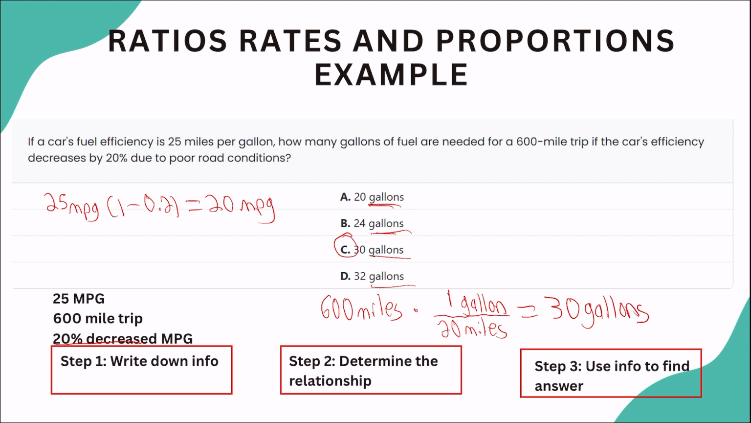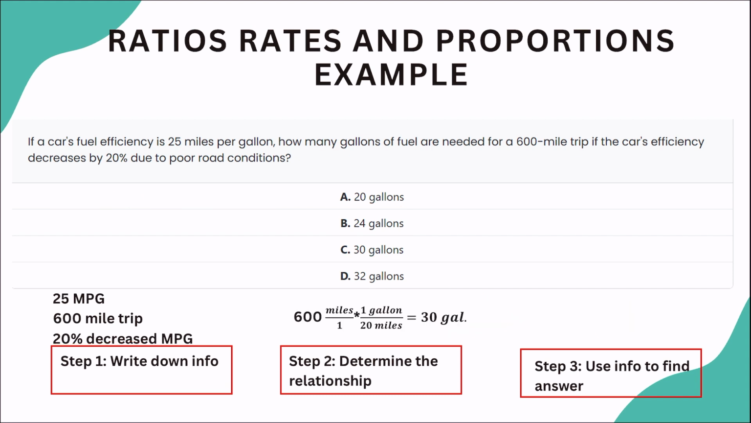And this is going to be C for us. So here's us multiplying out, we cancel our units, and C is the correct answer.